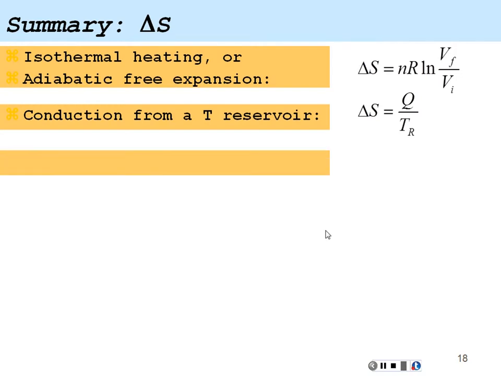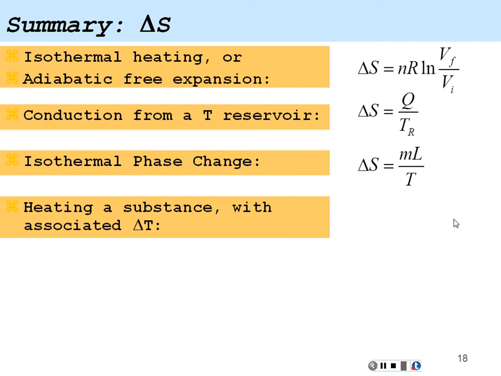For isothermal phase change, it's the heat associated with the phase change, mass times the latent heat, over the temperature where that phase change occurs. Everything in Kelvin, make sure everything's in Kelvin. Heating a substance with an associated change in temperature, delta T, that is the mass times the specific heat of that substance, natural log final temperature over initial temperature.